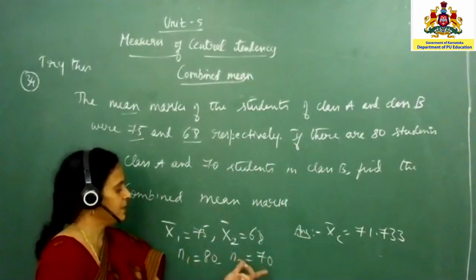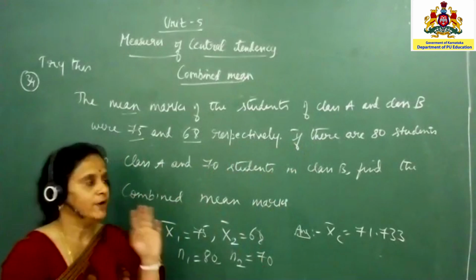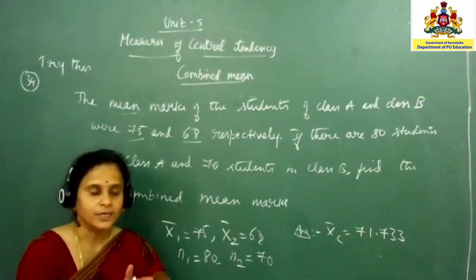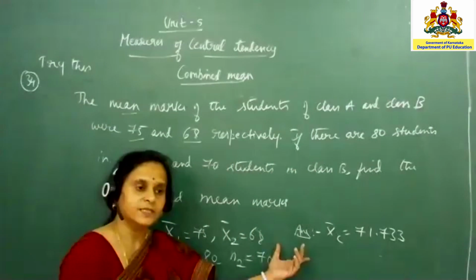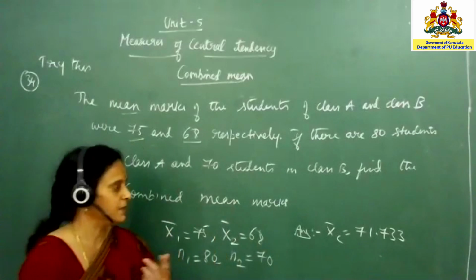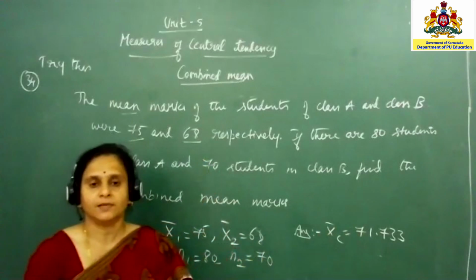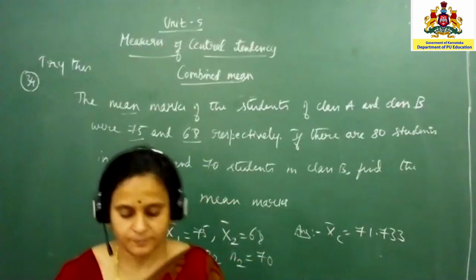You have N1, N2, X bar 1, X bar 2. We have to find the combined mean, meaning combining both the classes. So work it out the same way using the combined arithmetic mean formula. We are getting the answer 71.733. So try this problem.